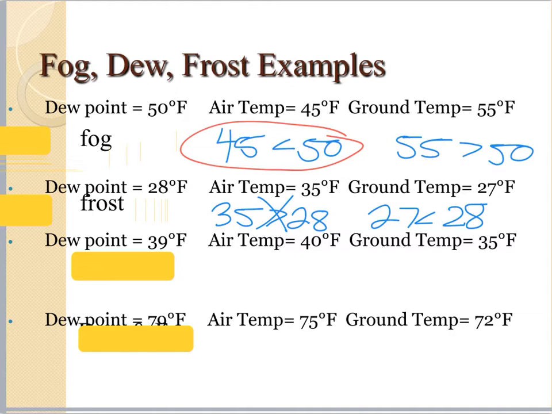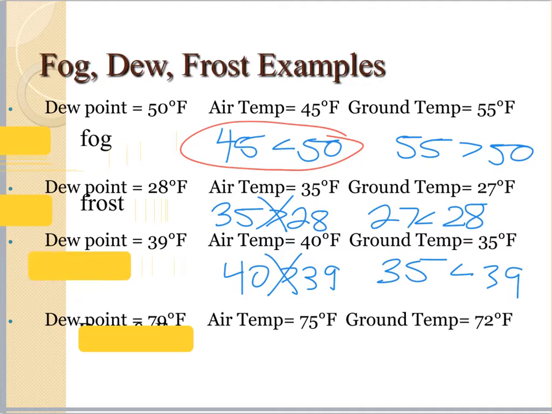Okay, our next example, dew point here is 39, air temperature 40, and the ground temperature 35. What would we get? You can pause to make your prediction. 40 degrees is greater than 39. So we do not get anything in the air. Ground temperature, 35, is less than or equal to 39. So we do get something on the ground. The next thing we have to look at is, is it above freezing or below freezing? The ground temperature is greater than 32, so it's above freezing, so we get dew.